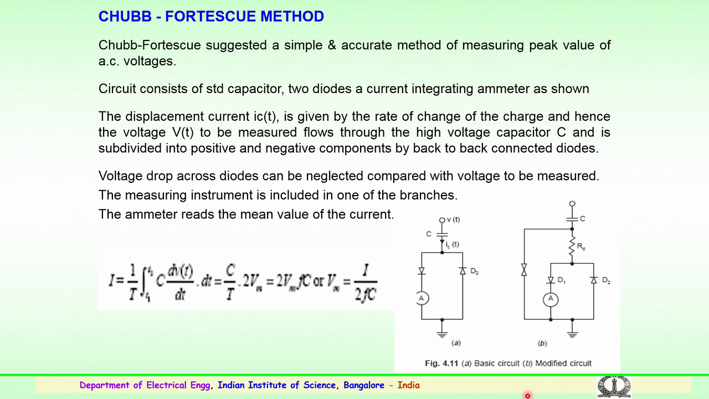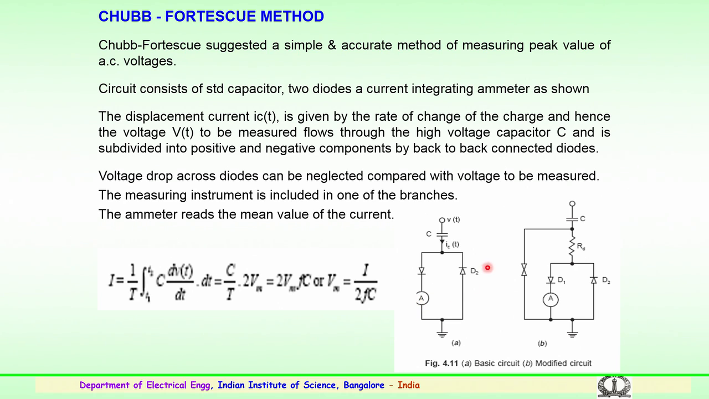The important and very economical method of measuring the values is the Chubb and Fortescue method, a famous method. Chubb and Fortescue suggested a simple and highly accurate method for measuring the peak value of AC voltages. This is much more accurate in comparison to the sphere gap and other methods. So, this circuit basically consists of a standard capacitor as shown here, two diodes which are connected here, and the current integrating ammeter again shown here.